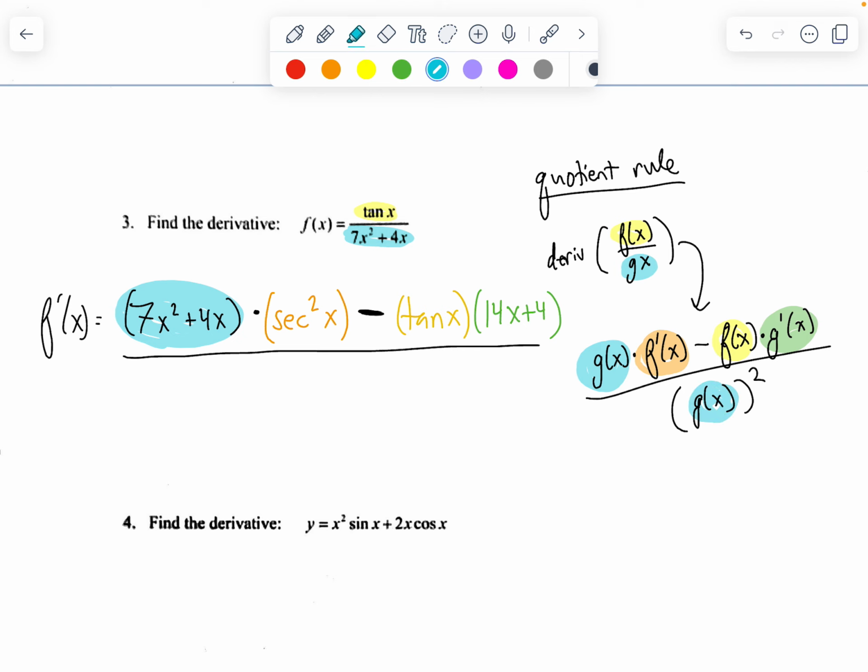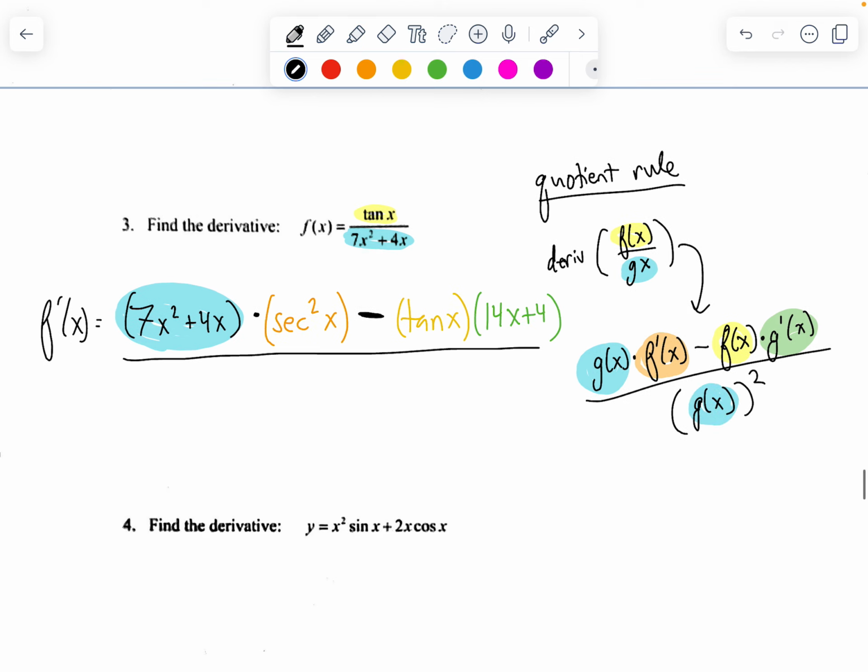So that's the g of x stuff to the second power. So that's all over 7x squared plus 4x, all squared. There's that g of x, all squared. And all I did was use the quotient rule. So I wrote that here to the side. If you want to look at it, I applied it there. Life is good. Beautiful.